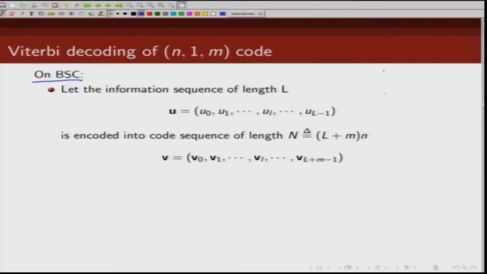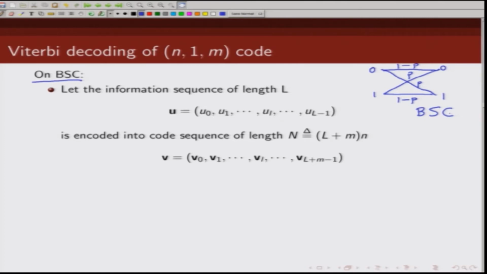So we have 2 inputs, 0 and 1. Similarly, we have 2 outputs, 0 and 1. So there is a 1 minus p probability of getting the bits correctly, and then there is a crossover probability p of bits getting flipped. So this is our binary symmetric channel.